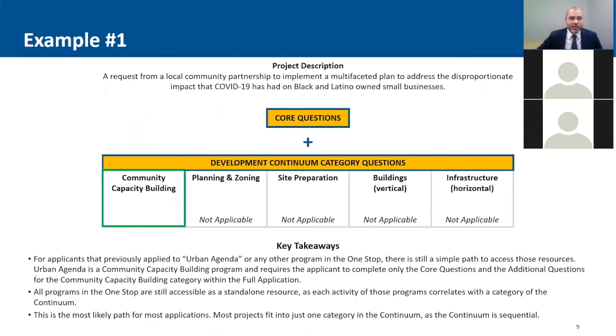The first question of this section asks the applicant to select the continuum category in which they would like to submit their project for grant consideration. In this case, the applicant would select the community capacity building section. The applicant will then complete the community capacity building section of the application, answering questions about the project scope, the target population, expected outcomes, and budget.